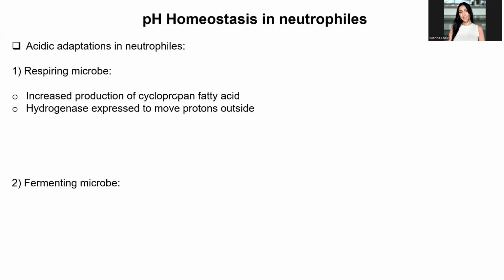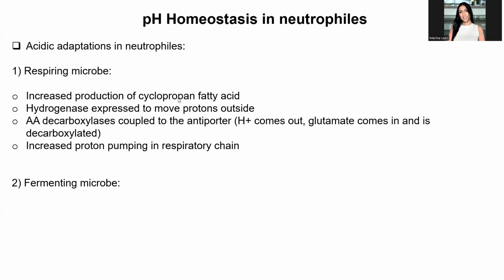Another gene that will probably be expressed is hydrogenase. Why hydrogenase? Because it will move protons outside. It will simply pump them out to prevent their entrance into the cell. Hydrogenase usually lives in the periplasm. That's where the first barrier will be.